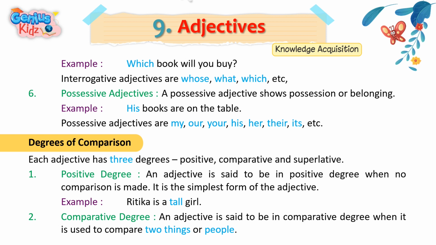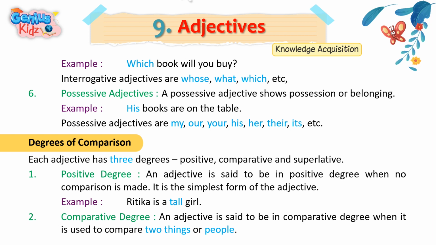Degrees of comparison. Each adjective has 3 degrees: positive, comparative and superlative. 1. Positive degree. An adjective is said to be in positive degree when no comparison is made. It is the simplest form of the adjective. Example: Ritika is a tall girl.